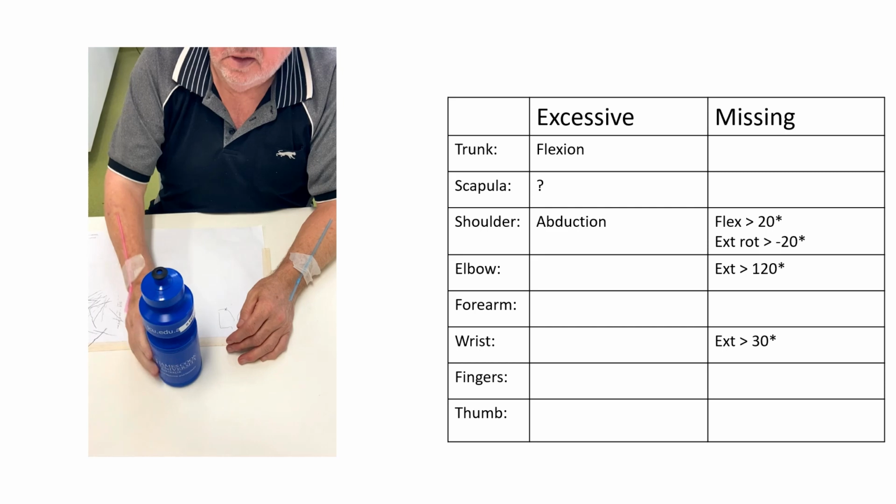Your next step will be to look at the pattern of missing and excessive movements to formulate hypotheses about why this is happening. So for example, is there too much trunk flexion to compensate for not enough shoulder flexion and/or not enough elbow extension? Is there too much shoulder abduction to compensate for missing external rotation and/or wrist extension? We can then test these hypotheses.